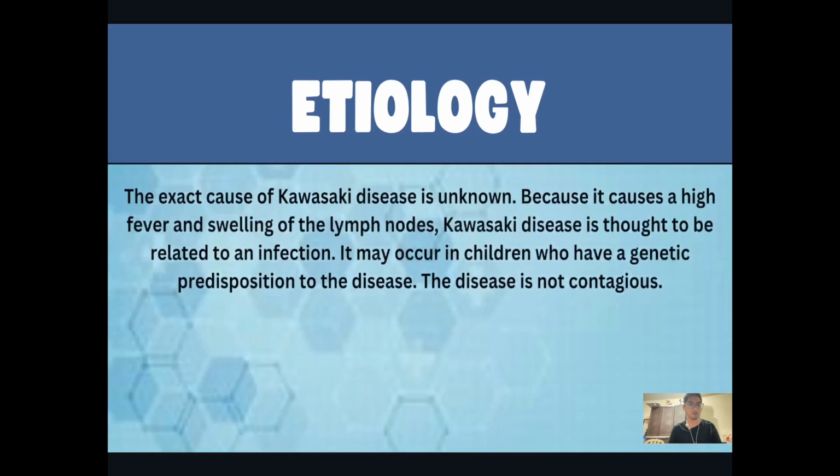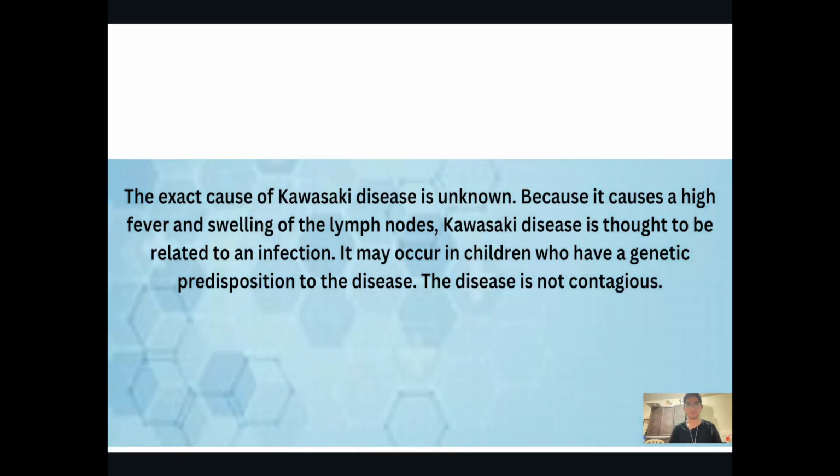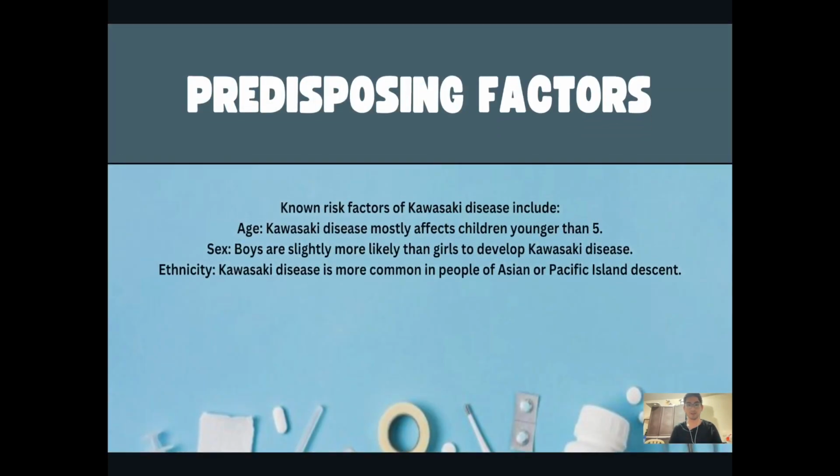Alright, for our etiology, the exact cause of Kawasaki disease is unknown. Because it causes a high fever and swelling of the lymph nodes, Kawasaki disease is thought to be related to infection. It may occur in children who have a genetic predisposition to the disease, and this disease is not contagious.